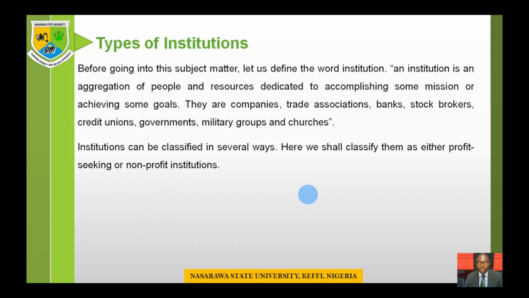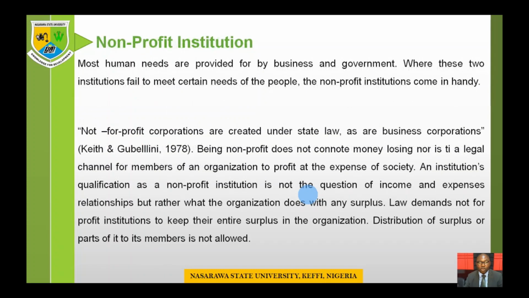There are companies, trade associations, banks, stockbrokers, credit unions, governments, military groups, churches, and even mosques. Institutions can be classified in several ways. Here we shall classify them as either profit-seeking or non-profit institutions. Non-profit institution.